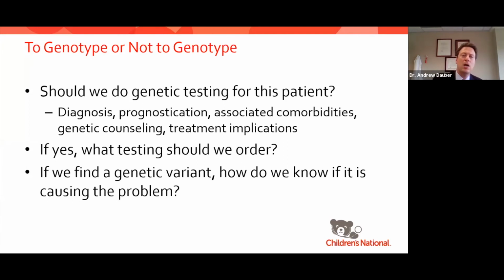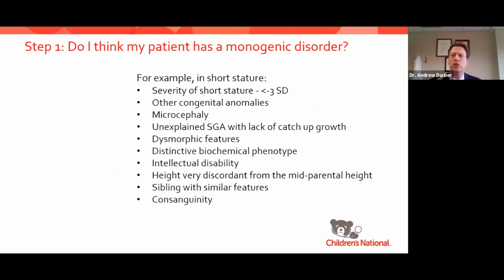So let's move on. The first question you have to ask yourself is, do you think your patient has a monogenic disorder? The clues for that are, what's the severity? Are there other associated congenital anomalies? Were they born SGA? Do they have dysmorphic features? Is there something very unique about their biochemical phenotype? For example, is their IGF-1 level very high and they were born SGA with microcephaly? You should think about an IGF-1 receptor mutation.